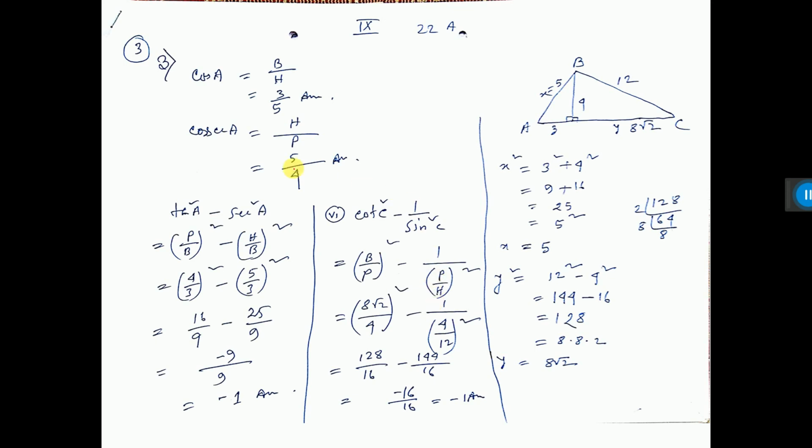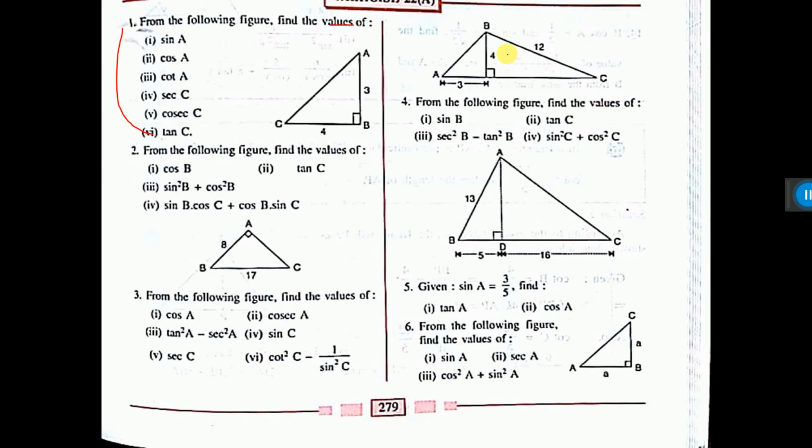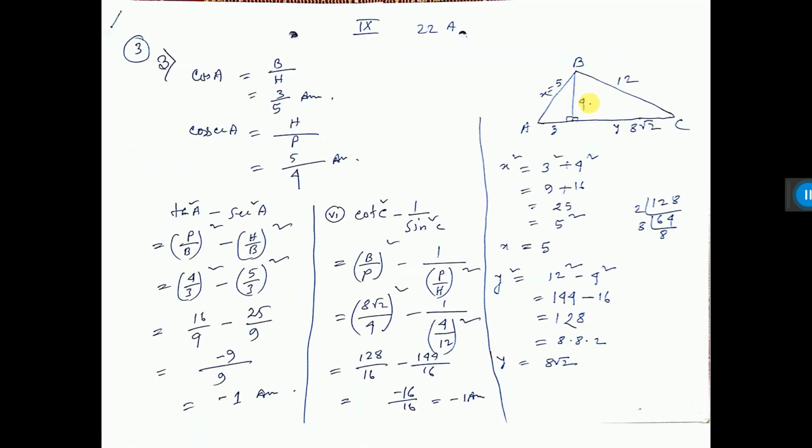Sum number 3 here. I have drawn the diagram, see the sum. This is the diagram: 4 given, 3 given, 12 given. This one and this one we have to calculate. See, this one I have considered x, this one y. Now from this triangle, x square equals 4 square plus 3 square. Here it is done. And from this triangle, y square equals 12 square minus 4 square, that is done. So 8 root 2 is coming, that is written 8 root 2.